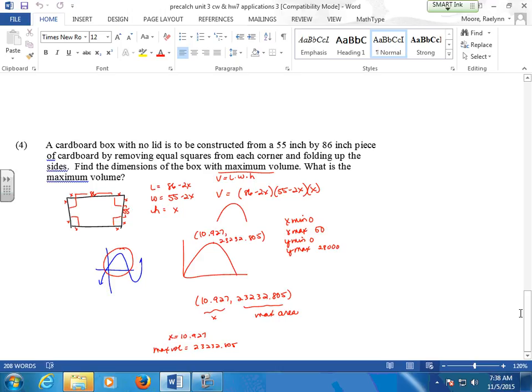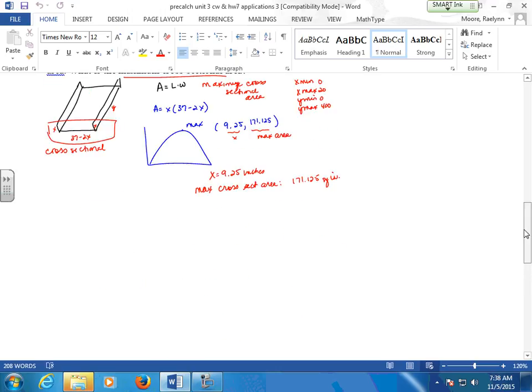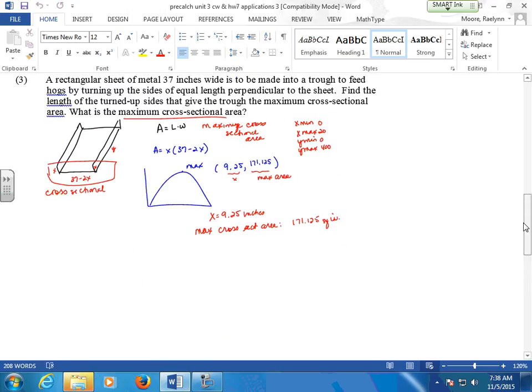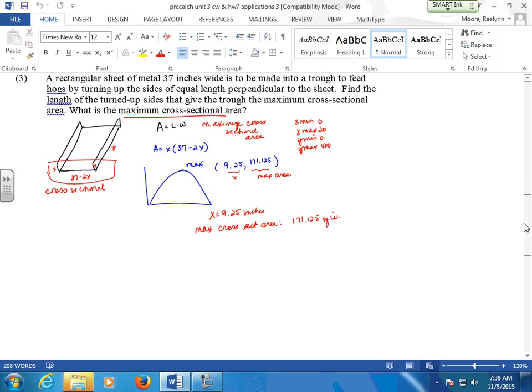For number 3, what was the length of the turned up side? The length of the turned up side was 9 point something. Are we recording right now? 9.25. Yeah. 9.25. Yes, I think so.